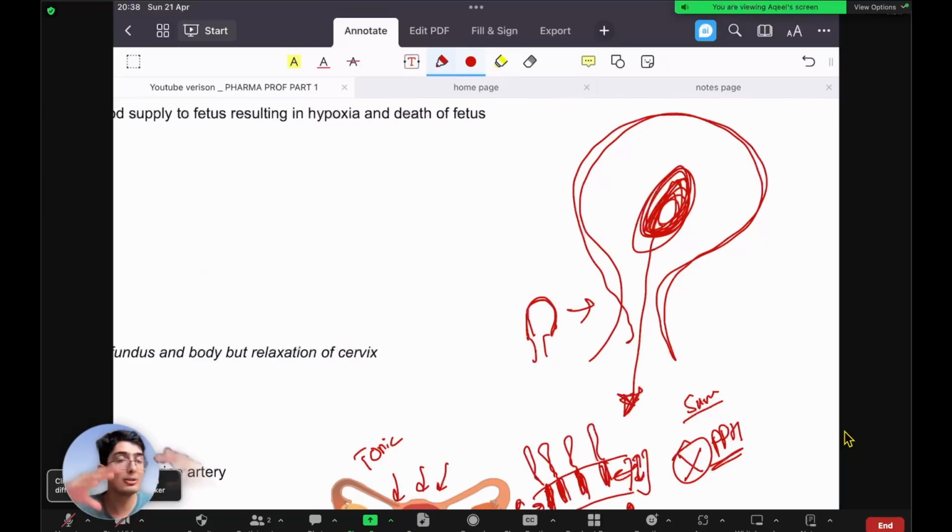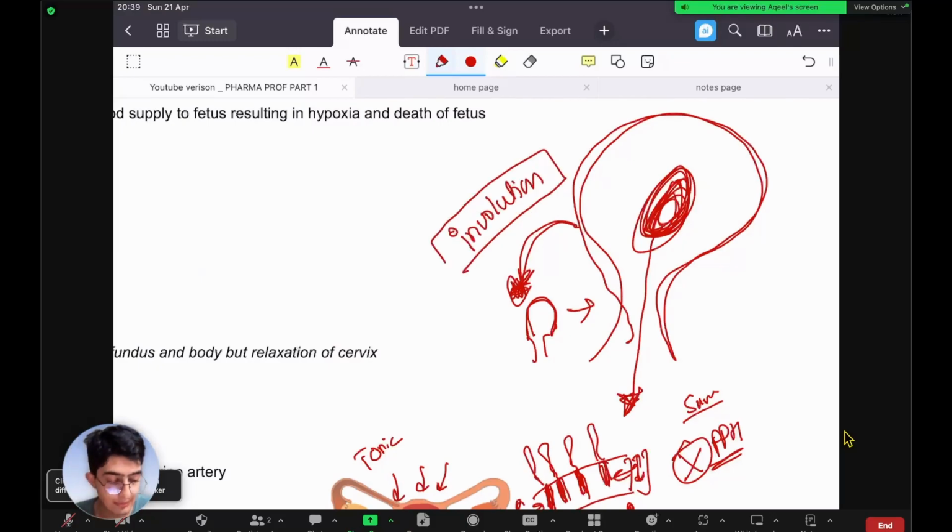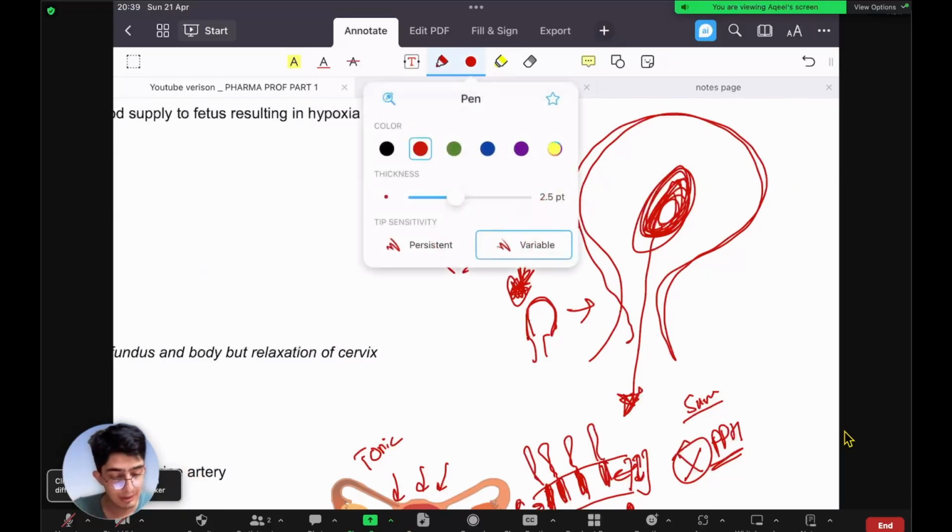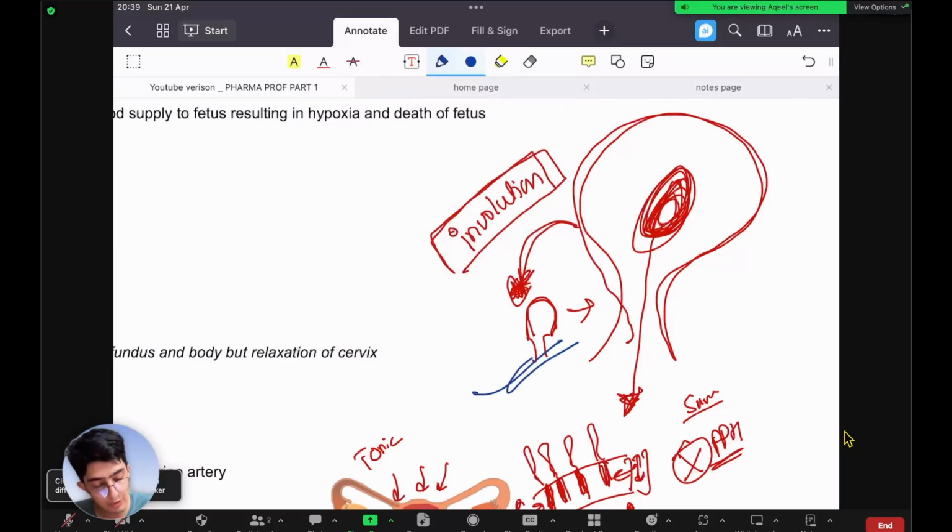After the delivery, the uterus doesn't need to be this big, right? It has to come back to this original place, its original small size. This process is known as involution of the uterus after delivery, the process by which it comes back to its original size. This normally happens in a normal woman. She gives birth, and after a while the uterus slowly starts shrinking and it comes back to its normal position, or normal size, right?